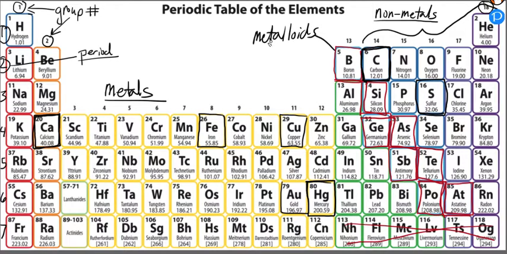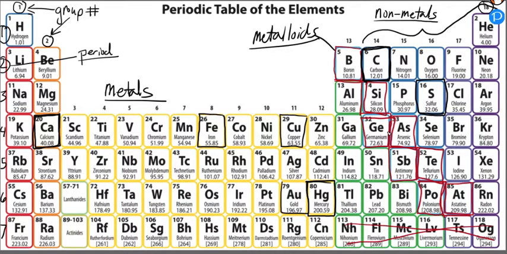Metalloids. Metalloids are basically, like the name insinuates here, that they have properties of both metals and nonmetals. So some of them have a luster or are shiny like metals. They kind of look like metals, but they don't really act like metals.